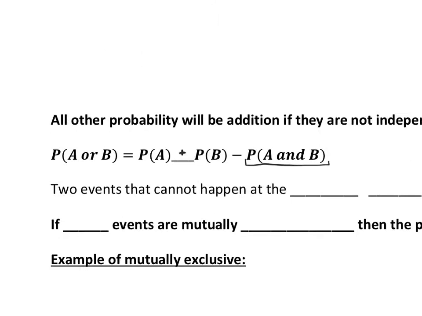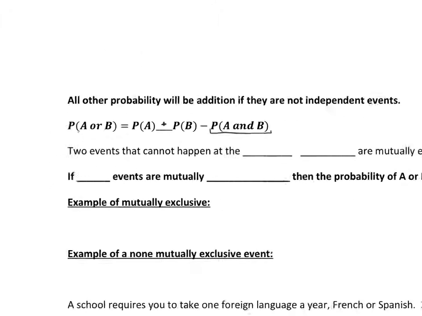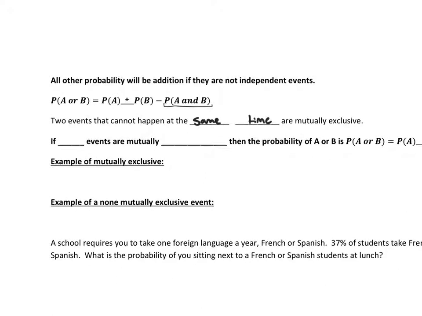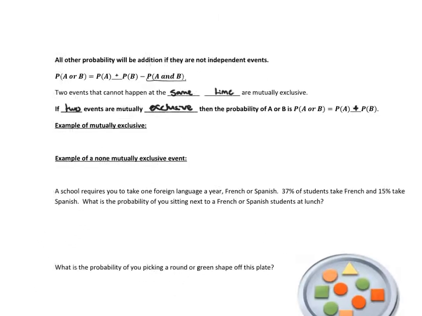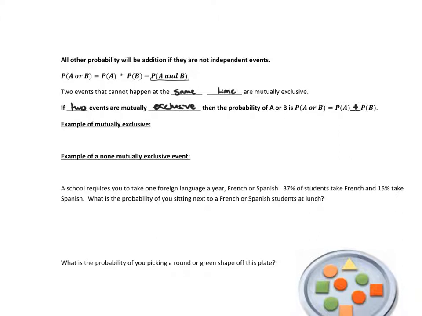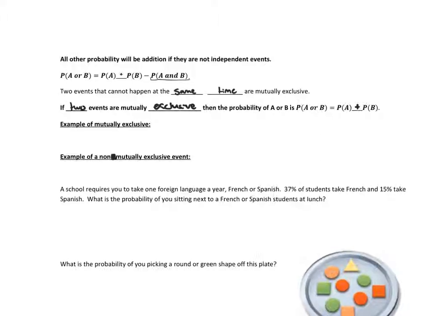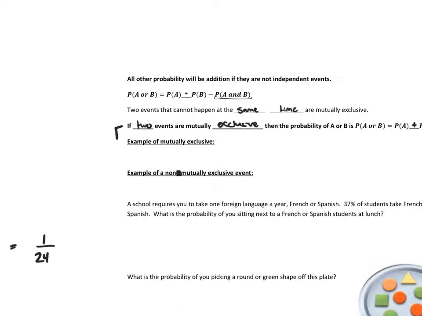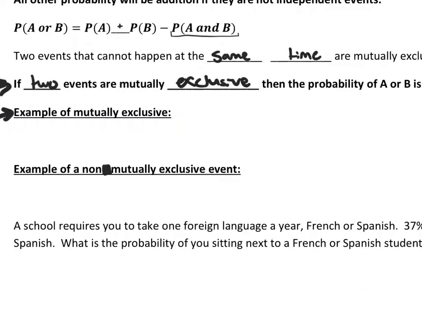This is the formula that we'll use when things can happen in multiple ways. However, there's also a scenario where 2 events cannot happen at the same time, and they're called mutually exclusive. If 2 events are mutually exclusive, then the probability is simply adding them up together. So let's take a look at an example of mutually exclusive and an example of a non-mutually exclusive event. An example of mutually exclusive, which would be this formula right here, would be this.